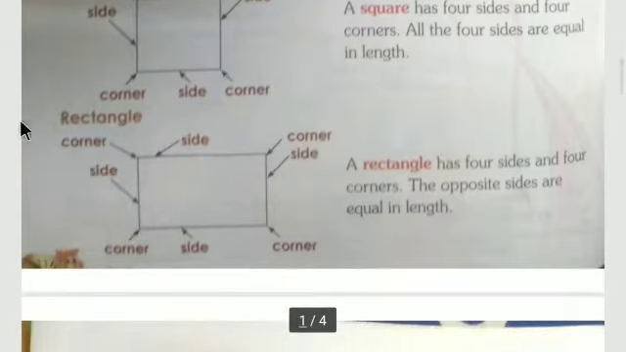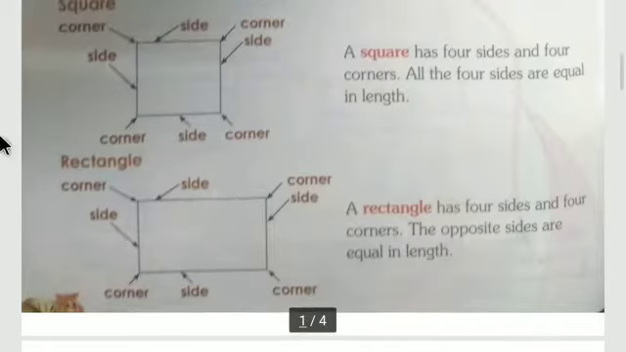Okay. Next, rectangle. A rectangle has 4 sides and 4 corners. The opposite sides are equal in length. See, what is the difference between square and rectangle? In a square, all the sides are equal in length, but in a rectangle, opposite sides are equal in length. Only opposite sides. See here. This side and this side are equal in length, and these two sides are equal in length. And these are opposite sides. Okay.